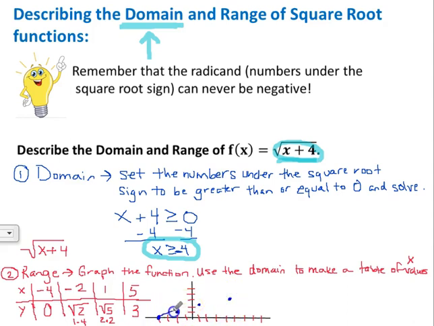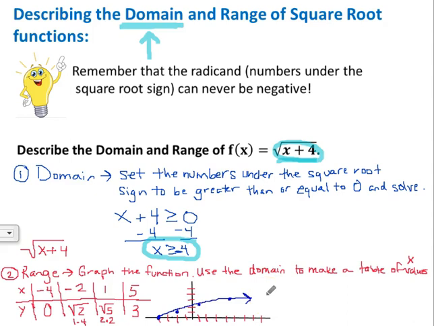And then remember we get that shape, that half of a U shape. When we graph a square root function, we get a curve that looks almost like half of a U shape.